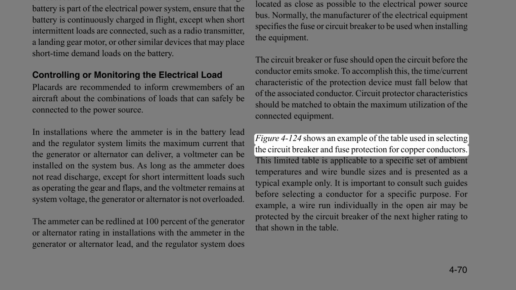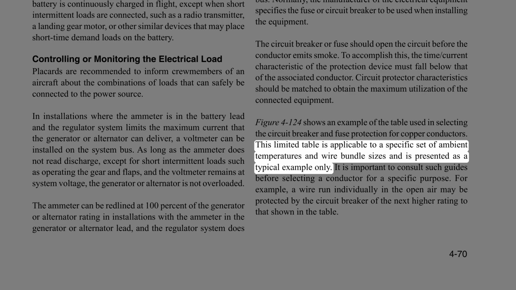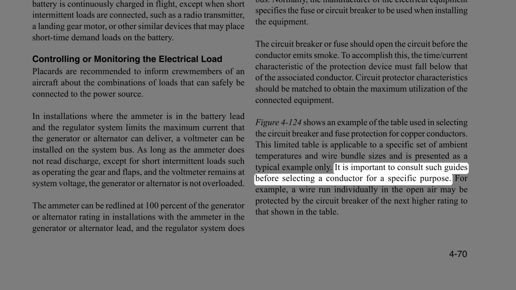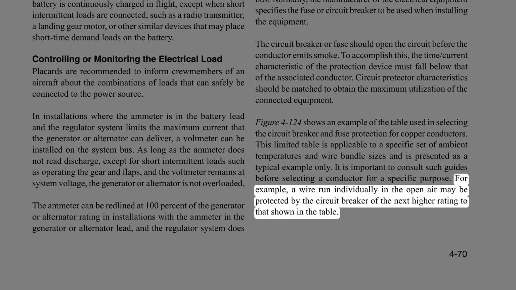Figure 4-124 shows an example of the table used in selecting the circuit breaker and fuse protection for copper conductors. This limited table is applicable to a specific set of ambient temperatures and wire bundle sizes and is presented as a typical example only. It is important to consult such guides before selecting a conductor for a specific purpose. For example, a wire run individually in the open air may be protected by the circuit breaker of the next higher rating to that shown in the table.